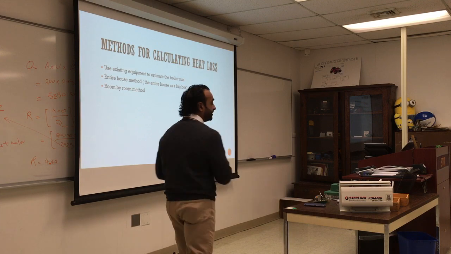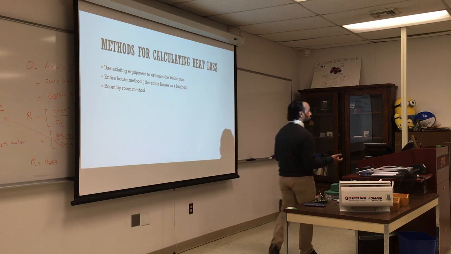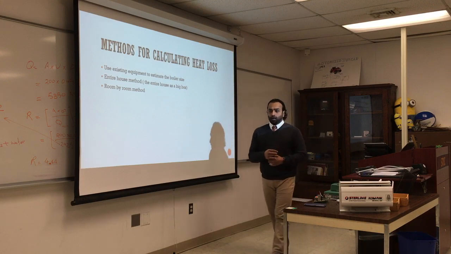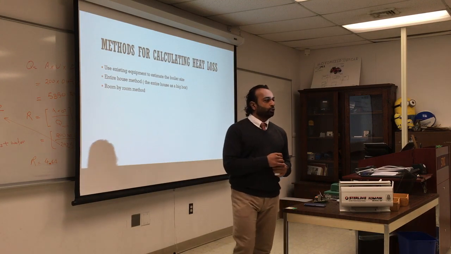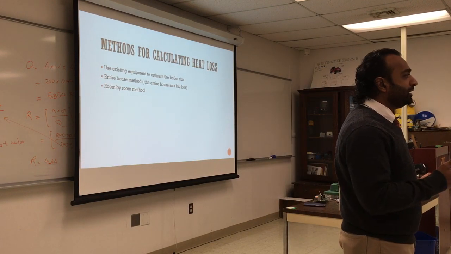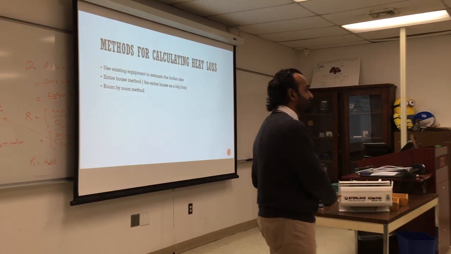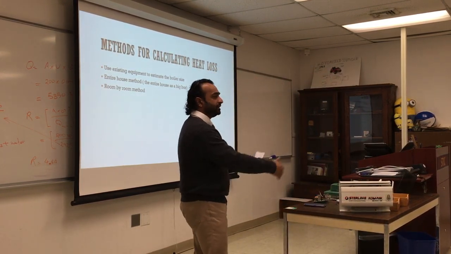Then we have the room by room method, which is the one we learned. It's the most accurate, it's the most common, and everybody will encourage you to do room by room. Another reason why we do room by room is not all rooms can be counted. Unless you have a wall to the outside, there is no heat loss. What if you have a wall from the inside? So you should account for only the outside ones.